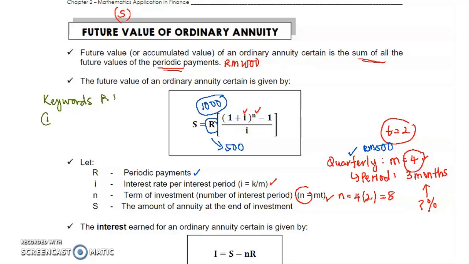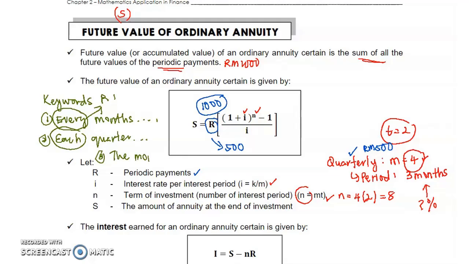Okay, let's say every month she pays 1,000 ringgit. So this is to denote value R. Or maybe each quarter she pays. Or maybe it can be the monthly payment or the quarterly payment. So that is to represent value R. Okay. So every month, each month she pays 200 ringgit, for example. So this is the keyword to indicate value R.